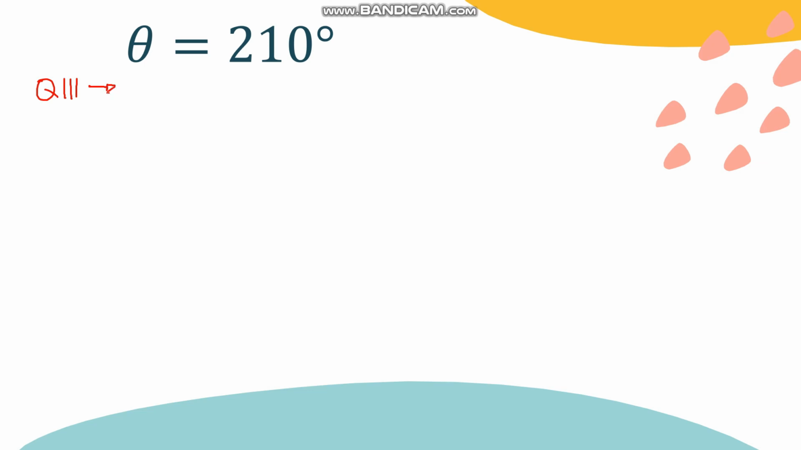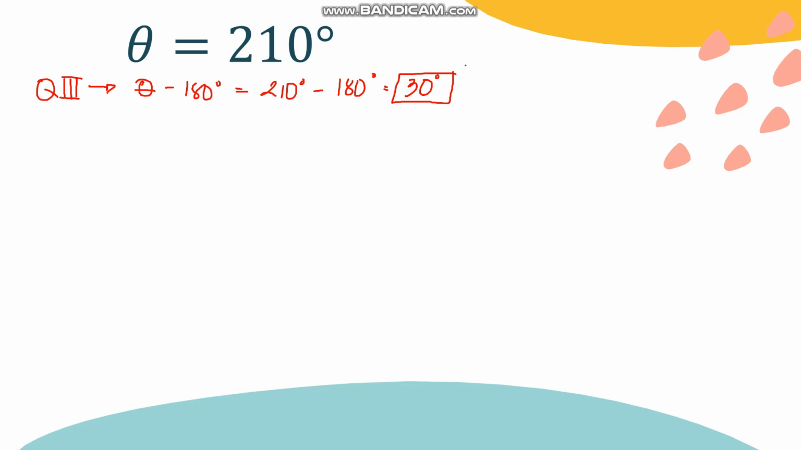And if the angle is in the third quadrant, in order for us to identify the reference angle, that will be theta minus 180 degrees. So we will have here 210 degrees minus 180, which is 30 degrees. So 30 degrees now is the reference angle that we will use for 210 degrees.